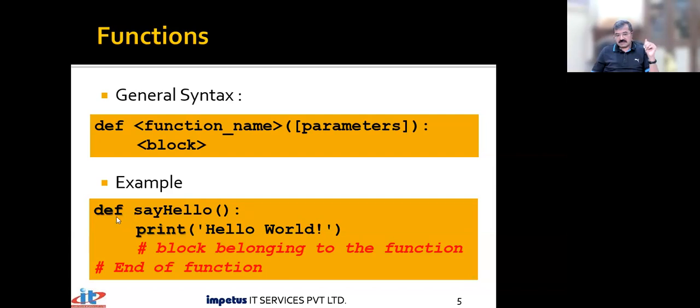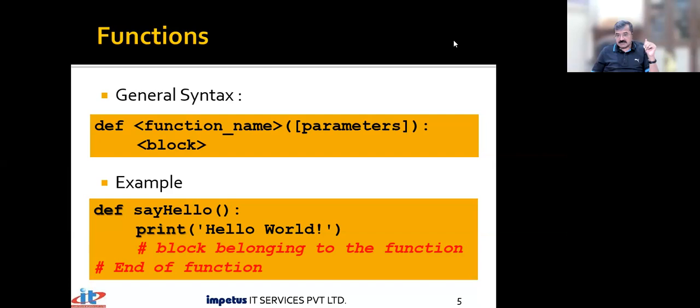Look at the syntax. def is a keyword. sayHello is the name of the function. I'm using lower camel case. The first letter of the function name is small, and the next word inside the function name starts with an uppercase letter. So I'm using camel case, lower camel case, followed by this parenthesis.